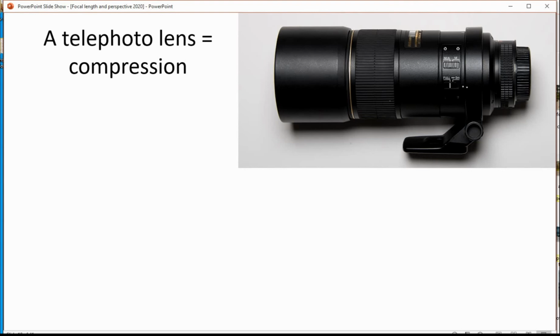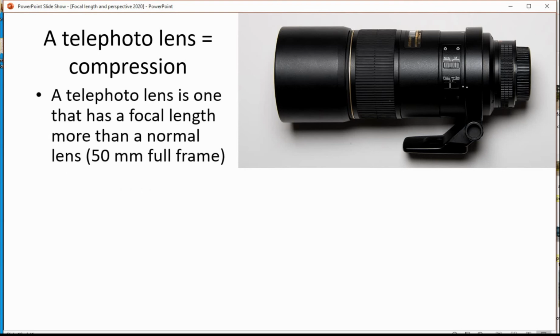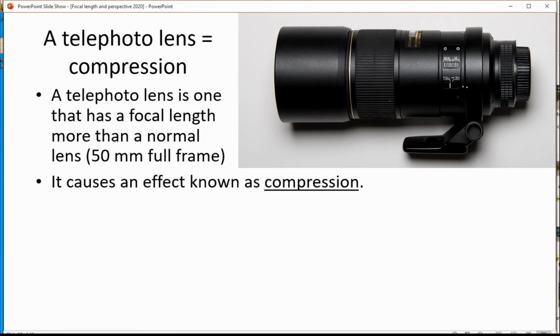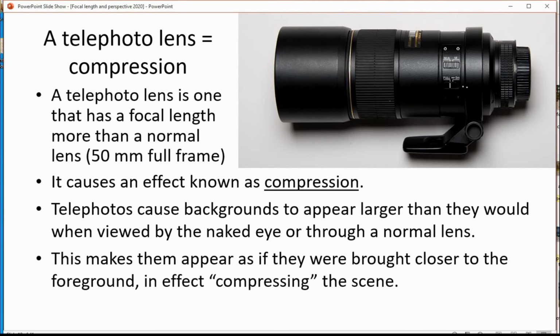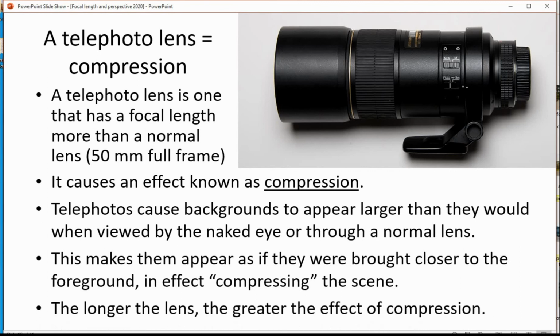A telephoto lens causes compression. A telephoto lens is one that has a focal length more than your normal lens. And when I say normal, I mean relative to the normal eye. That would be 50mm full frame, so longer than that. It causes an effect known as compression. Telephotos cause backgrounds to appear larger than they would when viewed by the naked eye or through a normal lens. This makes them appear as if they were brought closer to the foreground, in effect compressing the scene. The longer the lens, the greater the effect of compression.